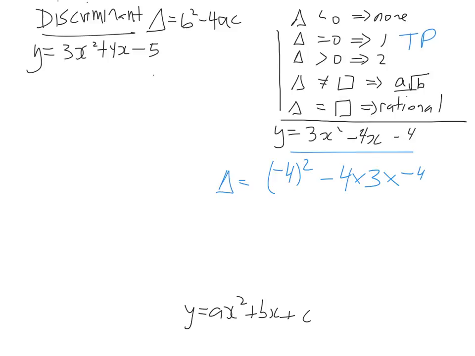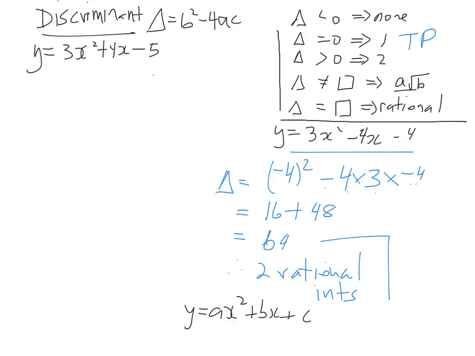So we're saying delta equals, next line, equals negative 4 squared, which is 16, minus 4 times 3 times negative 4. When we put in the minus, negative 4 times negative, we end up with a positive. So 4 times 3 is 12, times that by 4, and we get 48. From there, 16 plus 48 is 64. Now 64 is a square number, because we can write 8 by 8. So therefore, we have 2 rational intercepts.